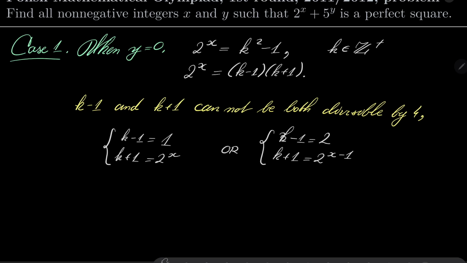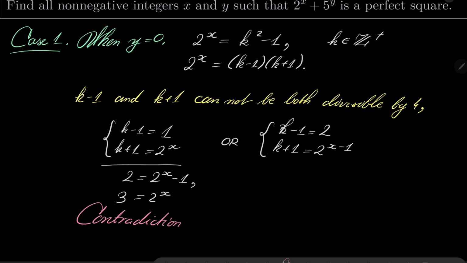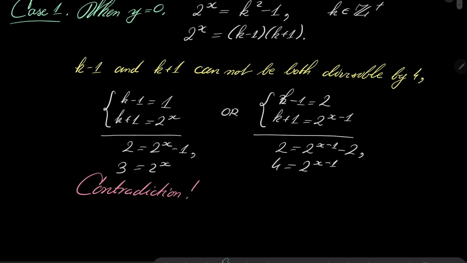For the first equation, after subtracting, we get that 2 equals 2 to the power of x minus 1. So 3 equals 2 to the power of x, clearly contradiction. But in the second case, after subtracting, we have 2 equals 2 to the power x minus 1 minus 2. 4 equals 2 to the power x minus 1. And right here we have one solution, x equals 3.